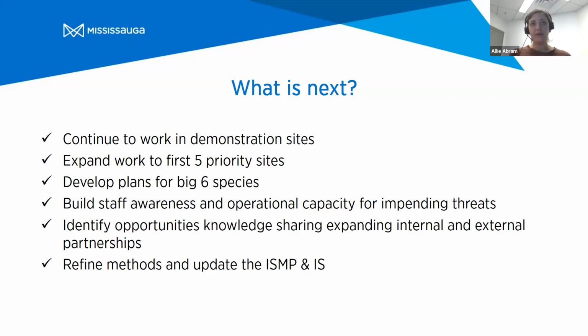We are also looking at developing plans for the big 6 species. As I mentioned, we have a good program going for hogweed, and we want to make sure that we're covering the other 5 species as well. We are hoping to continue building staff awareness and operational capacity for impending threats, like I was just talking about on the previous slide. And we also want to continue identifying opportunities for knowledge sharing and expanding internal and external partnerships, because those have been really beneficial for us leading up to the creation of the ISMP, and also while implementing the ISMP. And then finally, we want to continue refining our methods and updating the management plan and implementation strategy as necessary, based on what we learn and also what we learn from others.